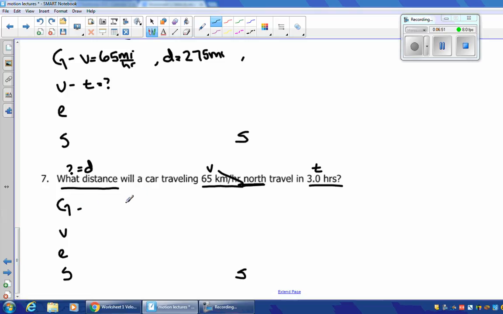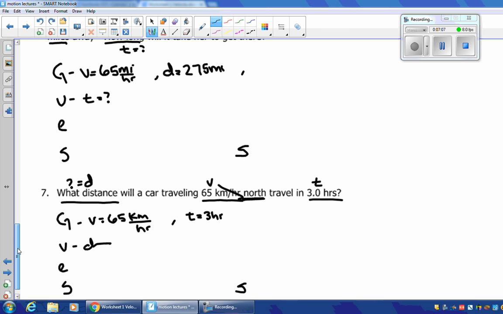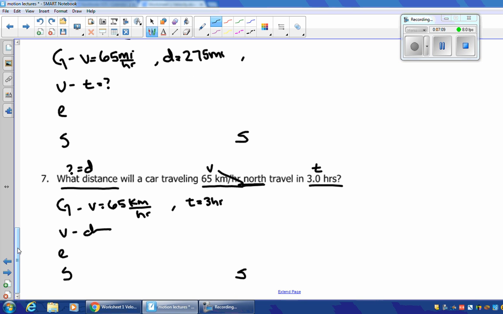We were given velocity of 65 kilometers per hour. And what else were we given? Time equals 3 hours. Okay, what was our unknown? Distance, right? Distance. Okay, now, we've done a really good job at identifying those. We get almost half the credit for doing that. That's awesome. You're already halfway there.